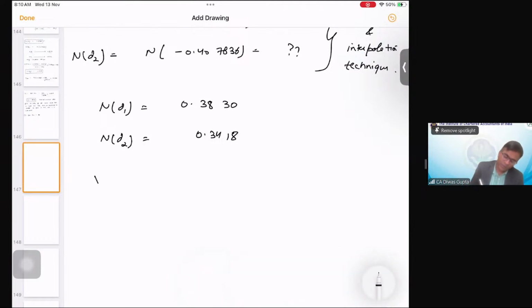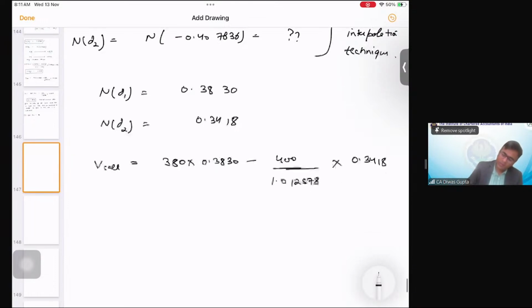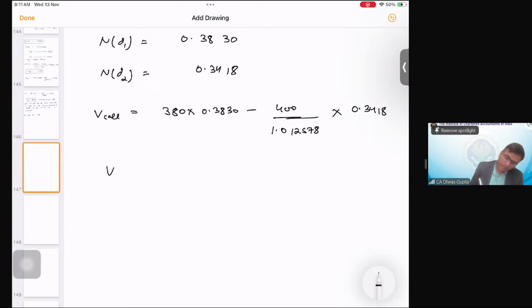So the value of call option is equal to 380, which is the spot price, multiplied by 0.3830 minus again 400, which is the strike price, divided by e raised to the power 5% into 3 months, right? So I'm just directly putting the number here, 1.012578 multiplied by 0.3418. So the value of call option becomes 10.52.